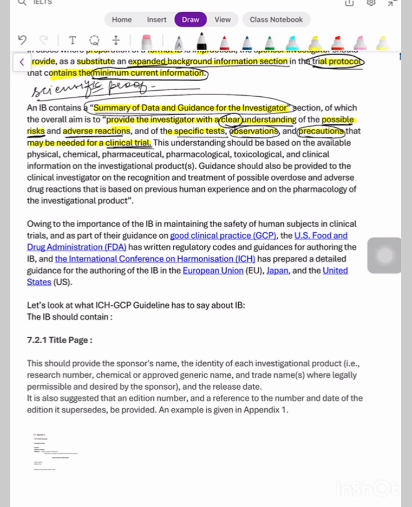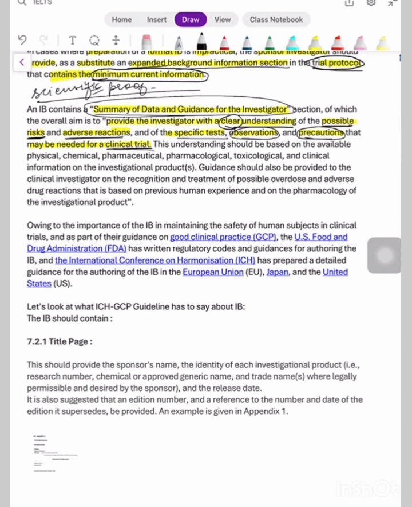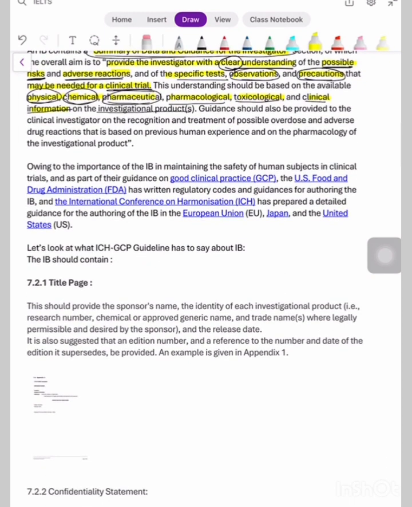If your product failed, or if your product is showing good response, or bad response in preclinical trials, show me the proof of that. So this understanding should be based on available physical, chemical, pharmaceutical, pharmacological, toxicological, and clinical information on the investigational product. You're not saying anything out of your own understanding. So guidance should also be provided to the clinical investigator on the recognition and treatment of possible overdose and adverse drug reaction that is based on previous human experience and on the pharmacology of the investigational product.